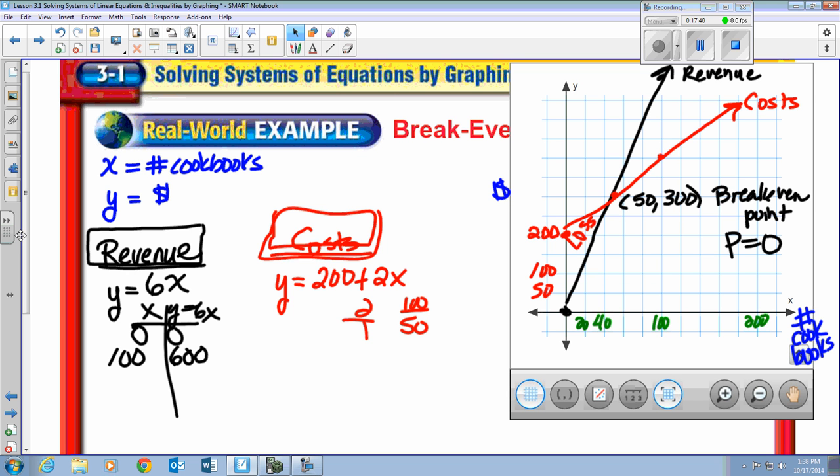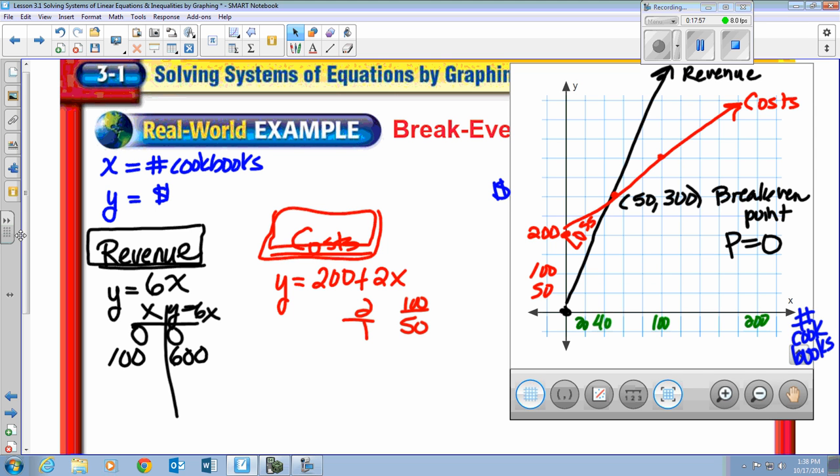When y is 0, I've broken even, right? Because this would be profit, and this would be number of cookbooks. And so I'd look for this point, because that would tell me how many cookbooks to break even. Anything more, this would be profit. Anything less, this would be a loss.